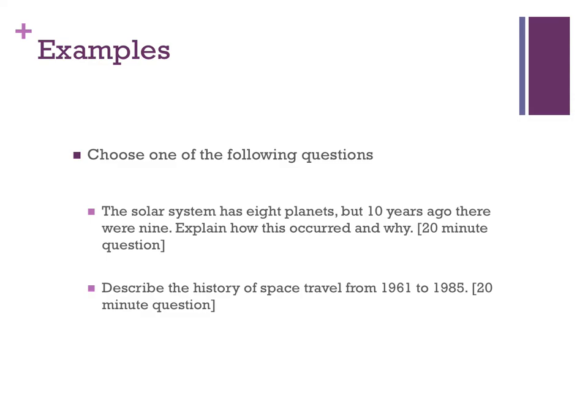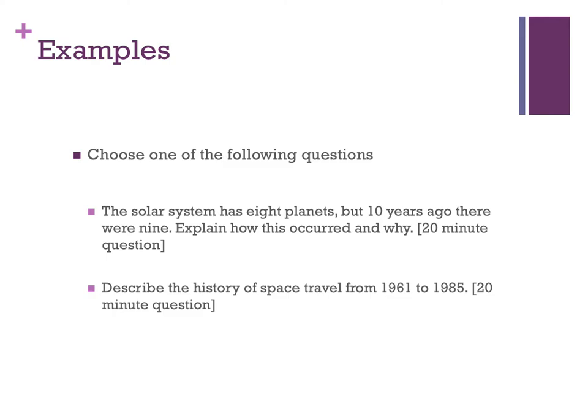Often you see constructed response questions giving you options. So here's an example. Choose one of the following questions. The solar system has 8 planets, but 10 years ago there were 9. Explain how this occurred and why. 20-minute question, so note that there's some time defined for this. Or alternatively, describe the history of space travel from 61 to 1985.